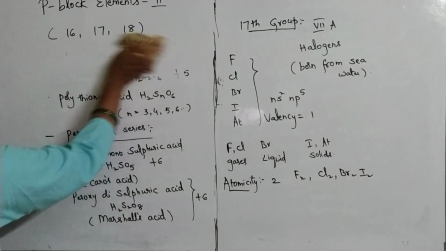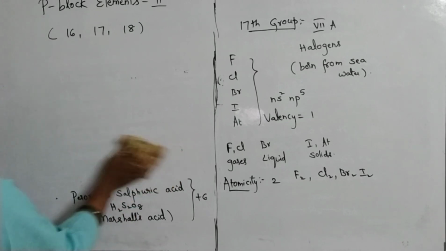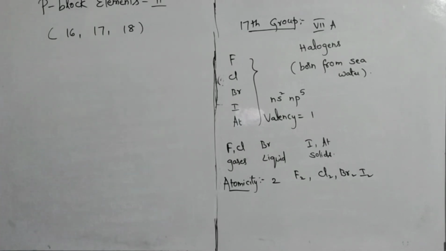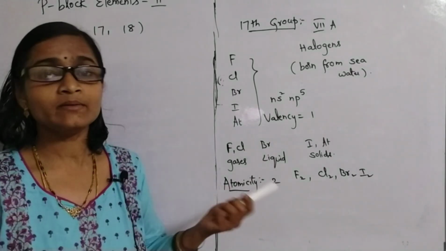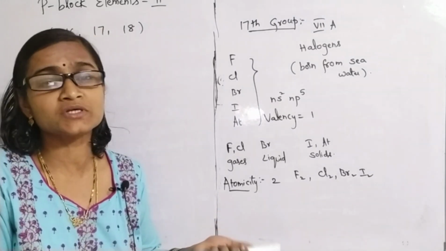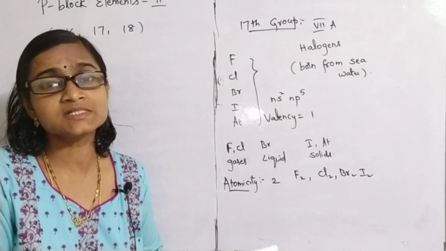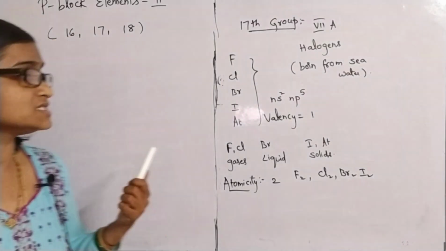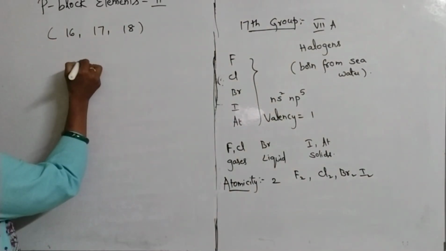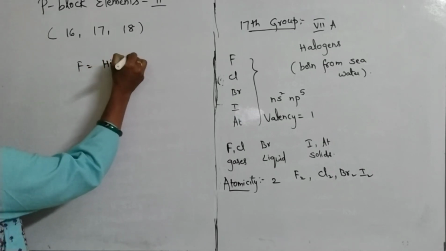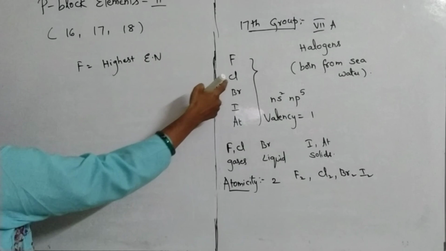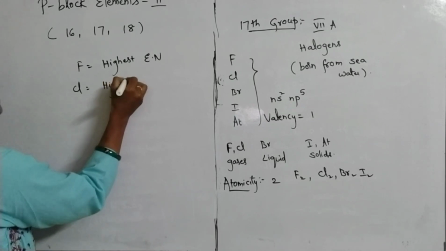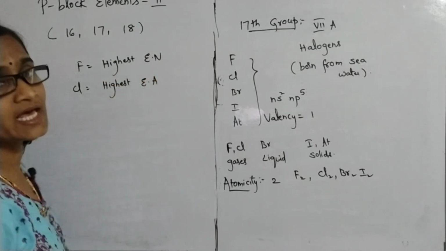We go for general properties like periodic properties: atomic radius increases down the group. Electropositivity is actually less for these elements, because the bottommost element is a metal and they have the tendency to gain electrons. So electronegative elements you are finding here, because all these are non-metals. Fluorine is the highest electronegative element, and chlorine is the element with highest electron affinity.